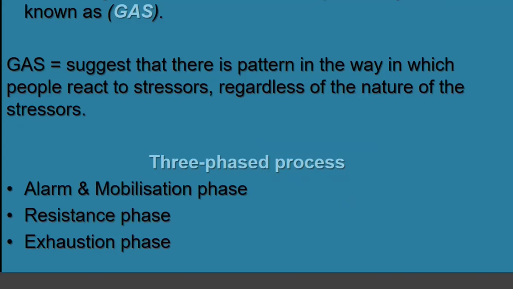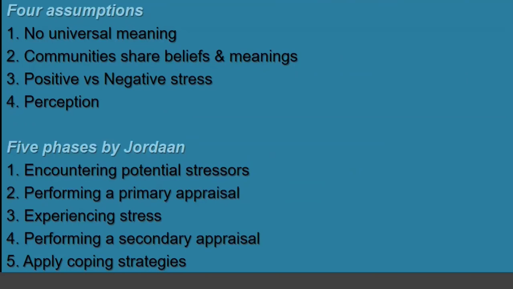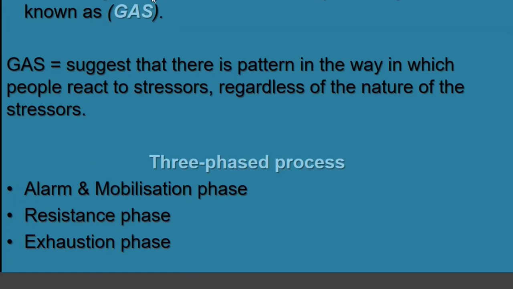The process, what happens when you're stressed? They say it's divided into two. We have two theories. We have Hans Selye's theory, which is GAS, general adaptation syndrome, you see in our study unit. We also have the contextual model of stress. Let's start with Hans Selye's theory of general adaptation syndrome, known as GAS.